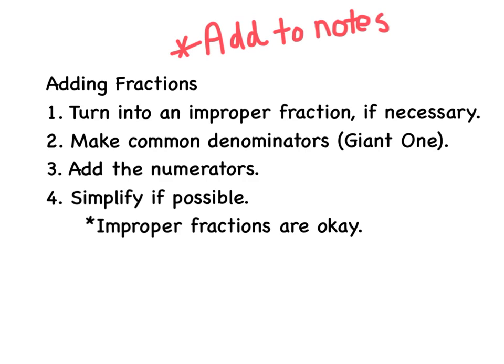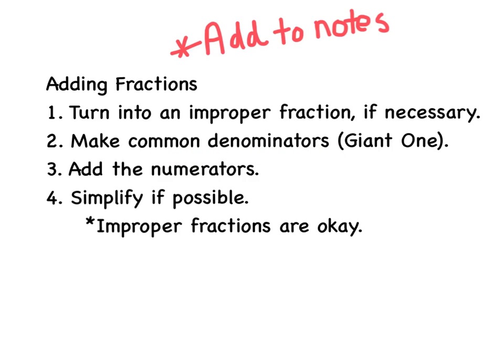The first step to adding fractions is to make sure that both of the numbers are written as fractions first. So if you're faced with a problem that has a mixed number or a whole number, you want to be sure to turn them into improper fractions first. Okay, once you have the fractions, then what you can do is make common denominators. And you can do that using the giant 1.